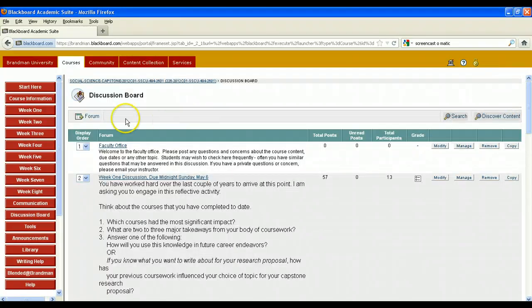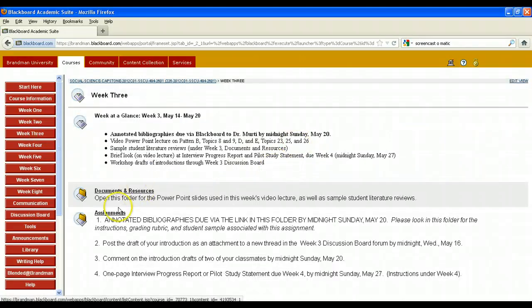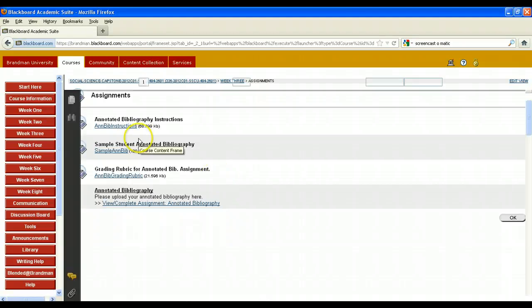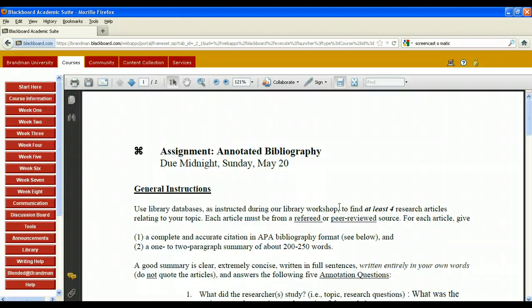So, how do you write an annotated bibliography? If you go to week 3, and in the assignments folder, I've got several resources in there for you on writing an annotated bibliography. You have the annotated bibliography instructions here. Let's go to that first. There it goes.